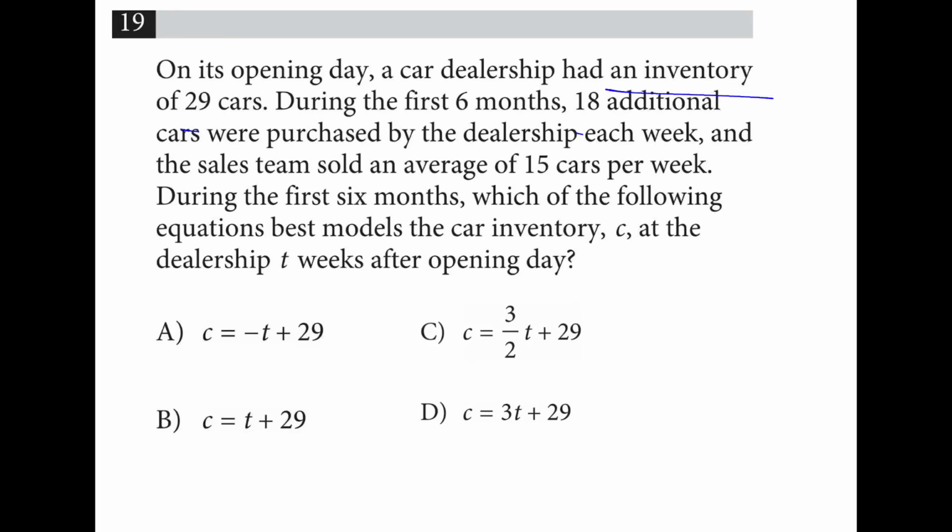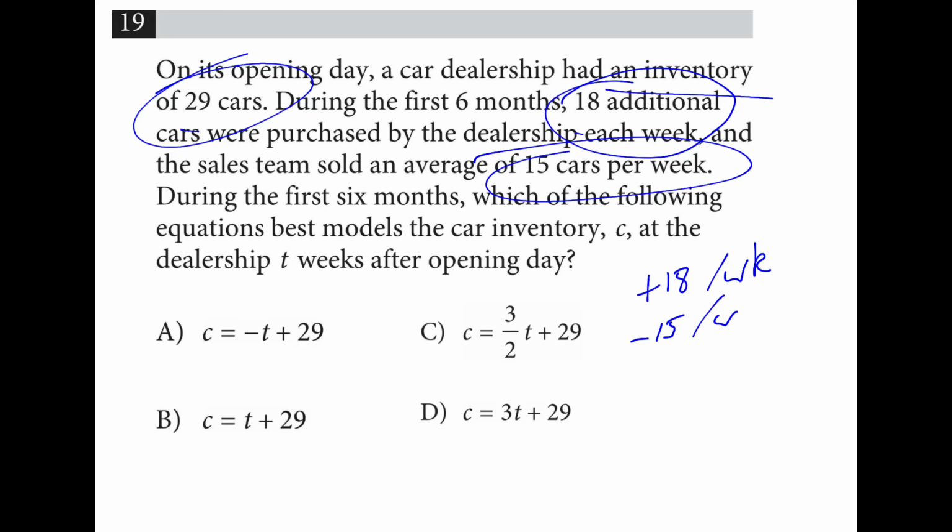We had an initial inventory of 29 cars, and during the first 6 months, 18 per week, so plus 18 per week. And we also sold 15 per week, so minus 15 per week. So is the net value going to be positive or negative? Well, it turns out positive. So we're increasing our inventory by 3 every week, and we started with 29.